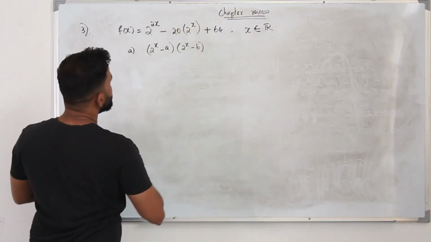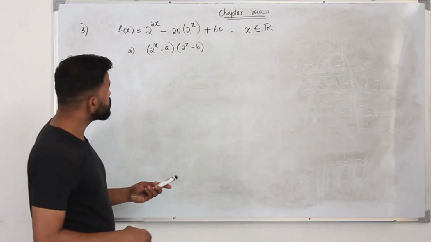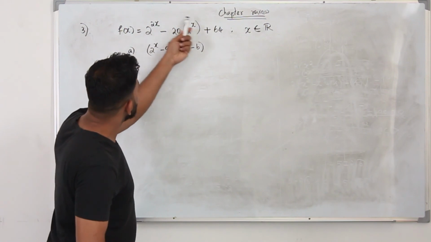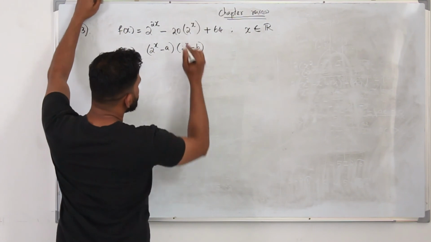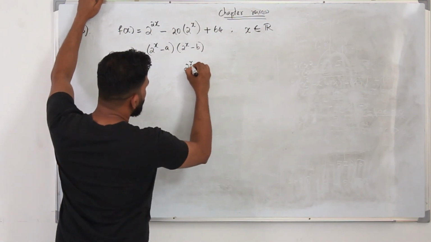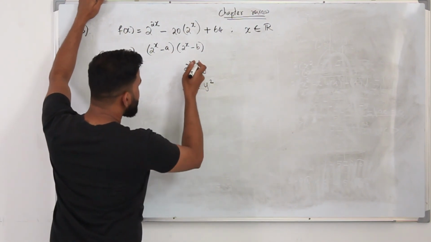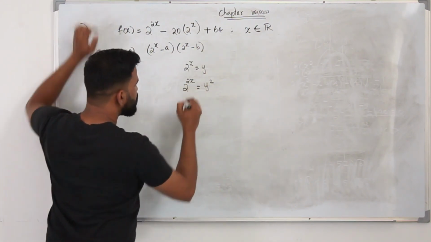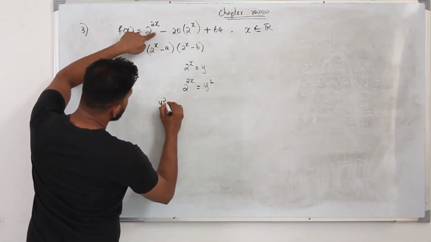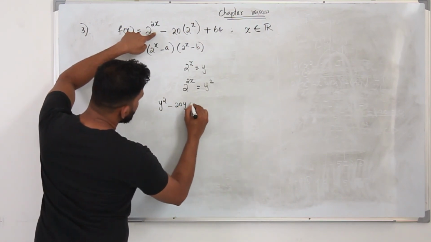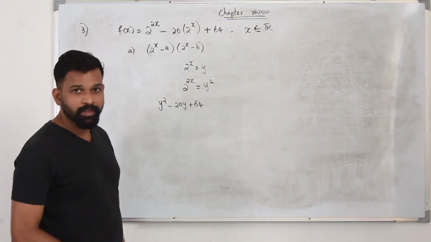Now, part A, you need to write this function in this form. How do we do that? First, look at this given function. If you replace this by y, 2 to the power 2x, take it as y. So your y square will be 2 to the power x whole square, which is 2 to the power 2x. So you replace everything by y. You will get y square minus 20y plus 64.